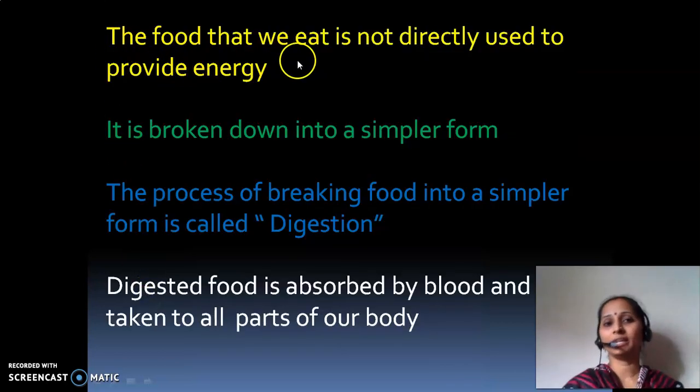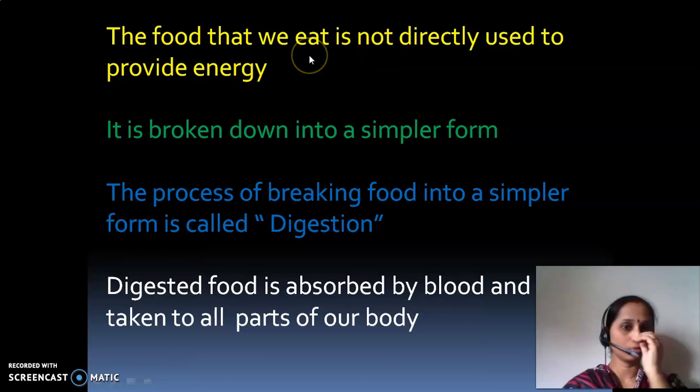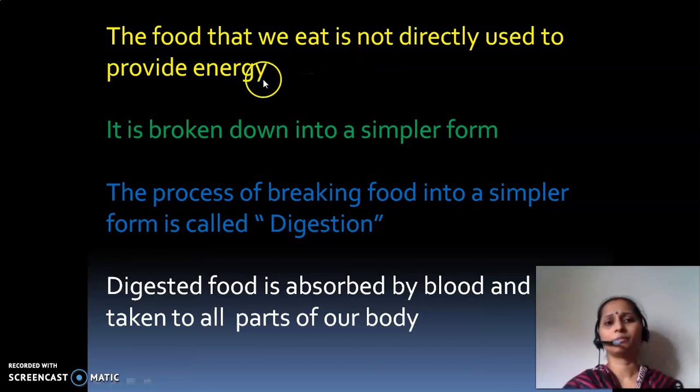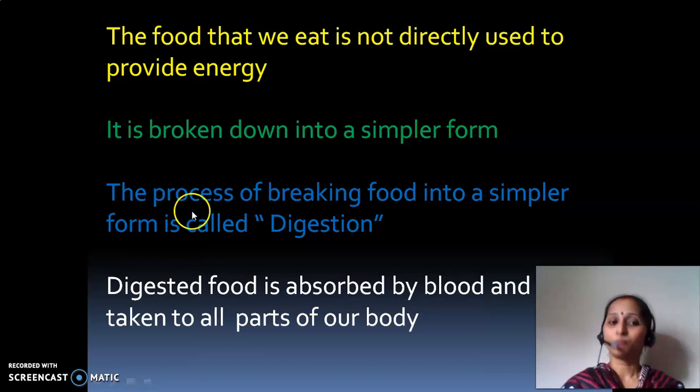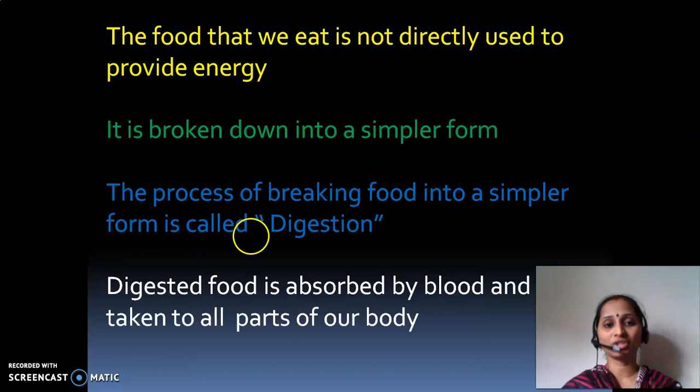The food that we eat is not directly used to provide energy. Then what happens to the food actually? Let us see. It is broken down into simpler form. The process of breaking food into simpler form is called digestion. The process of breaking the food that we consumed into simpler form is called digestion.